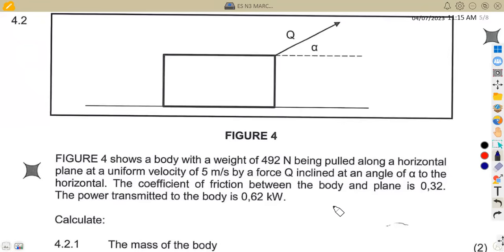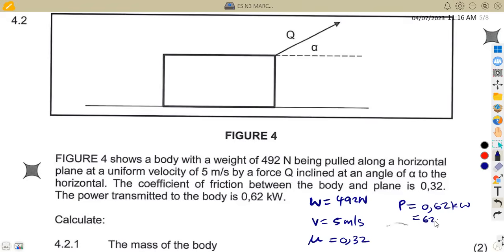All right, so this is what we have. We have the weight in this case, 492 Newton, along the horizontal. We also have the velocity of 5 meters per second at an angle of alpha. The coefficient of friction is given as 0.32. Also, we are given the power of 0.62 kilowatts, which you can convert by multiplying by 1,000. This is 620 watts. So that's your power in this case.